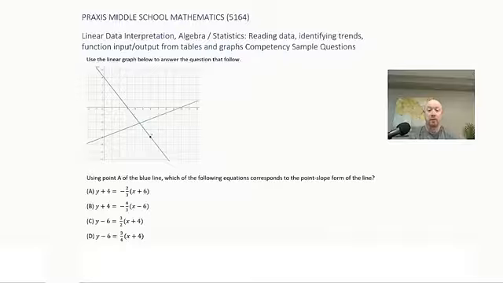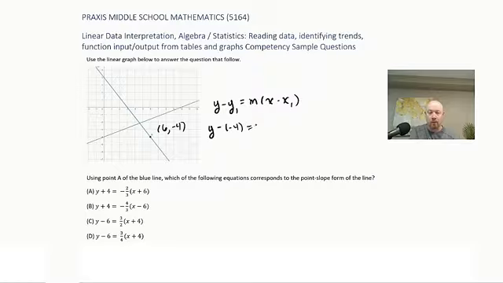Using point A of the blue line, which of the following equations corresponds to the point-slope form of the line? Okay, so point A is at the point (6, -4). And we know from point-slope form, the equation is y minus y1 equals the slope times x minus x1. So the first thing we can do is plug in our point, and that's going to eliminate some possibilities. -4 is my y1, so I'd get y minus -4 equals the slope times x minus 6, which becomes y plus 4 equals the slope times x minus 6.